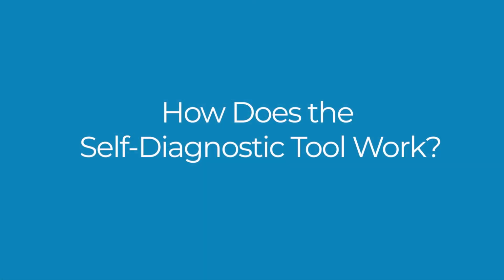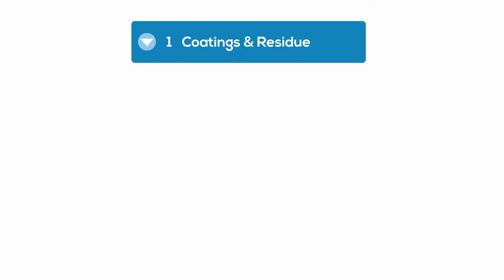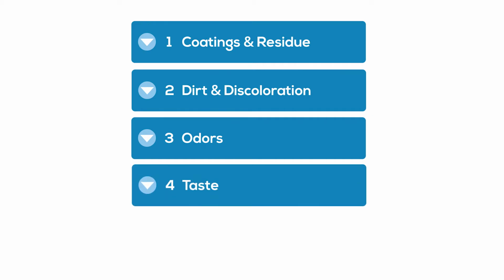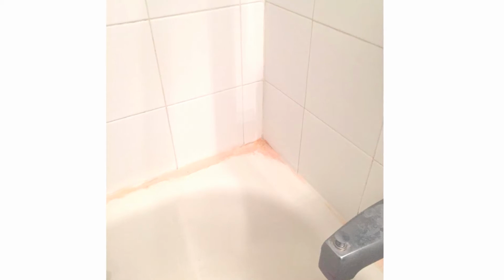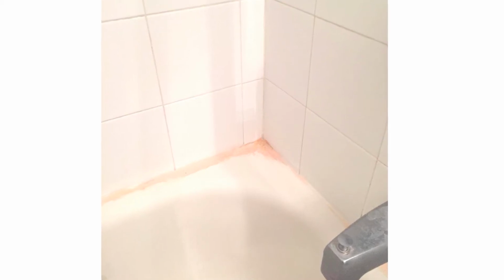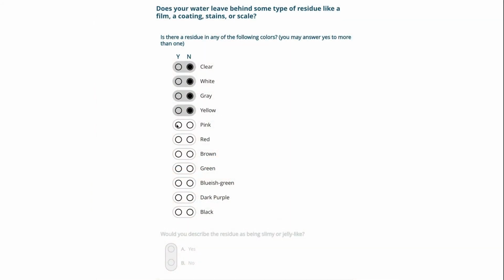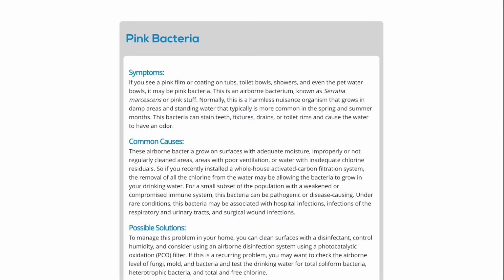So how does the Self-Diagnostic Tool work? The tool is in the form of a questionnaire divided into 5 sections. They are coating and residue, dirt and discoloration, odors, taste, and house issues. For example, say you notice that over time a pink film forms in your bathtub or shower. In Section 1, Coatings and Residue, you'd select pink for the question under Color of Residue. Incidentally, this would be an indicator of pink bacteria.